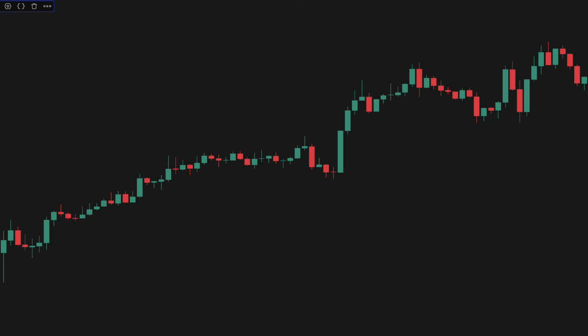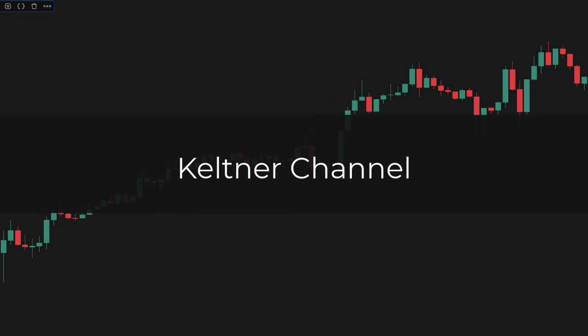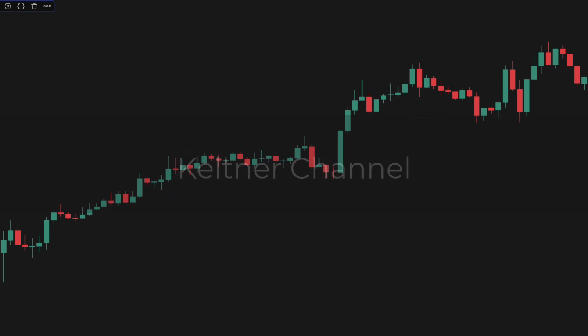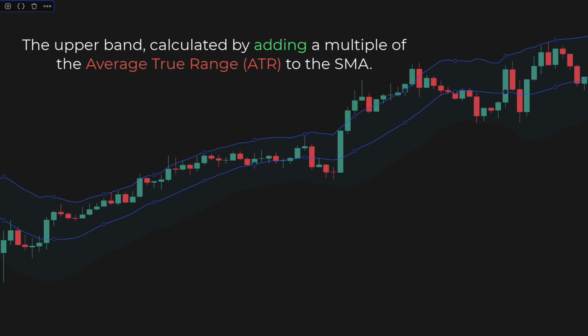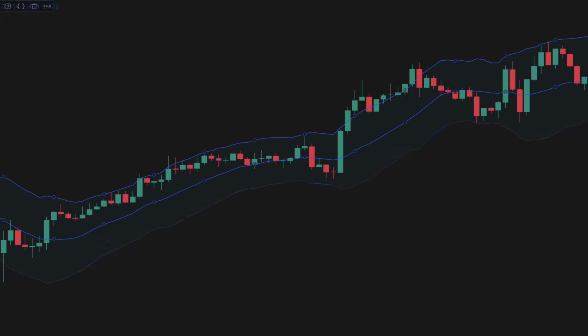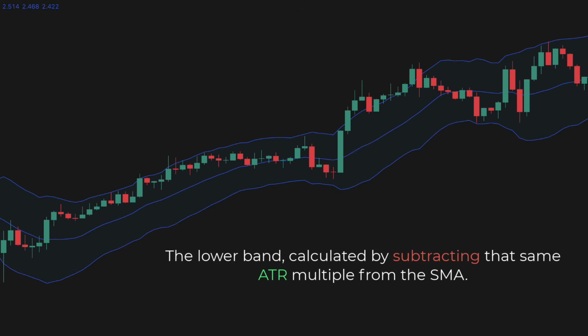But before we jump into the strategy itself, let's first break down the key indicators we'll be working with. 1. Keltner Channel. The Keltner Channel is a powerful indicator used to spot potential breakouts. It's made up of three main lines. The middle line, which is usually an exponential moving average, but in our case, we use a simple moving average. The upper band, calculated by adding a multiple of the average true range, ATR, to the SMA. The lower band, calculated by subtracting that same ATR multiple from the SMA.